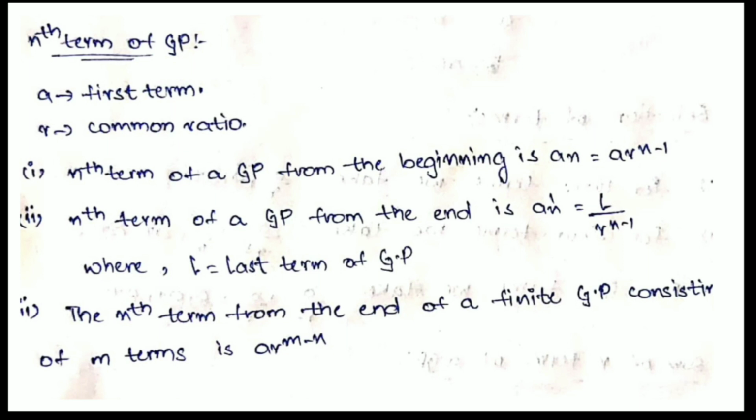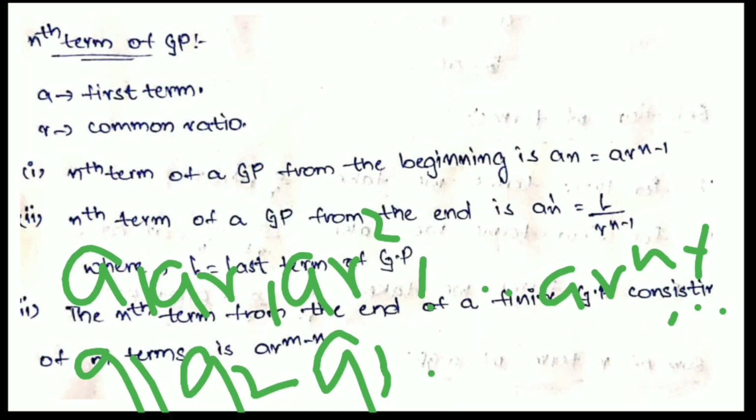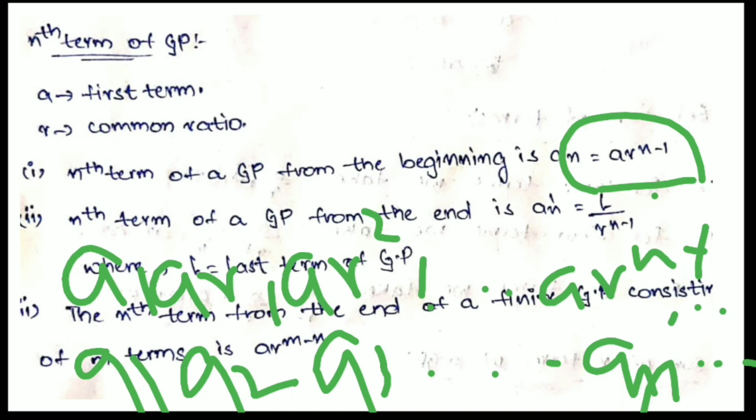Nth term of a GP. Let us find the nth term of a GP. Here a is the first term and r is the common ratio. As we know, we generally write ar square, and so on, ar power n minus 1. Here the nth term of the GP from the beginning is an. This is a1, this is a2, this is a3 and this is an, that is ar power n minus 1.